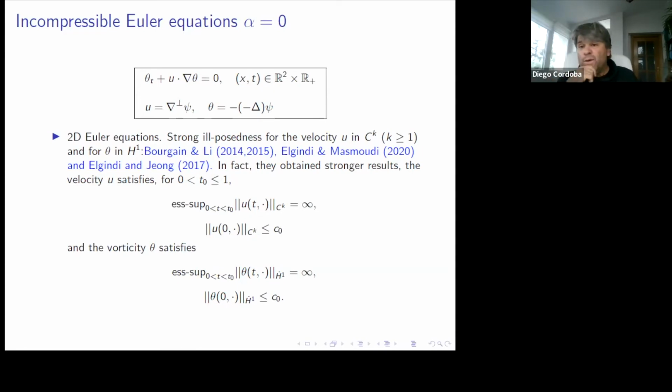This was also proven by Tarek Elgindi and Masmoudi, and later with a different approach. And they also proved this for H^1, which I already mentioned before. Okay, so why does this work?